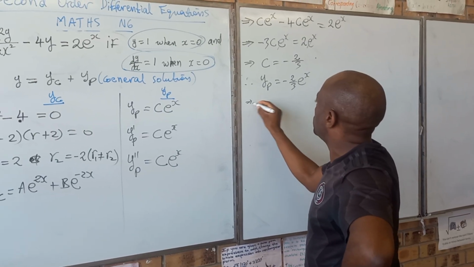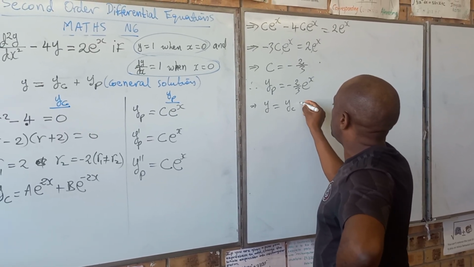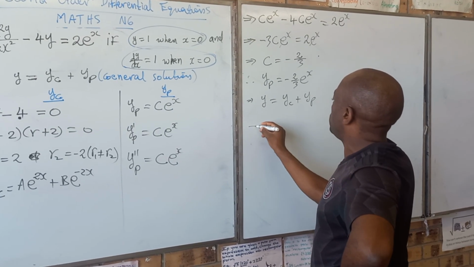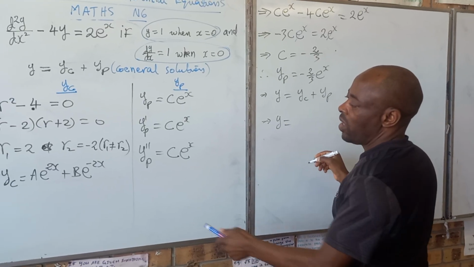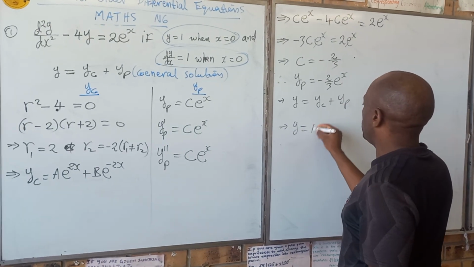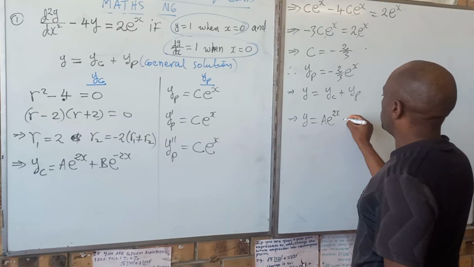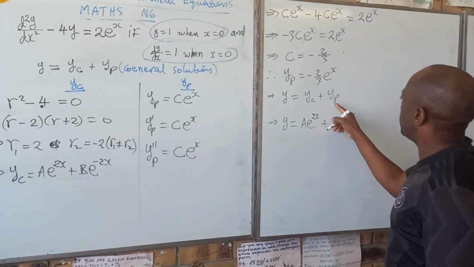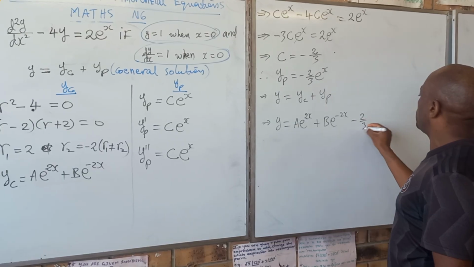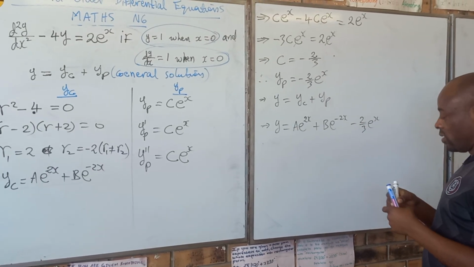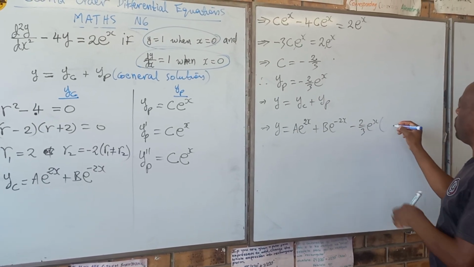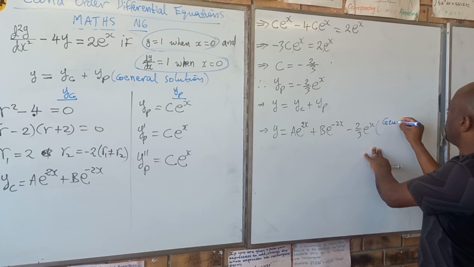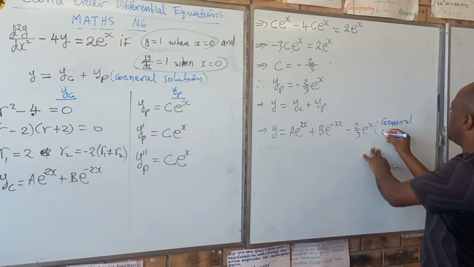My general solution, y, which is equal to yc plus yp, simply becomes y equals A e to the power 2x plus B e to the power negative 2x, and then your yp is negative 2 over 3 e to the power x. So as I keep telling you, if we're looking just for the general solution, then this is where we are going to end.